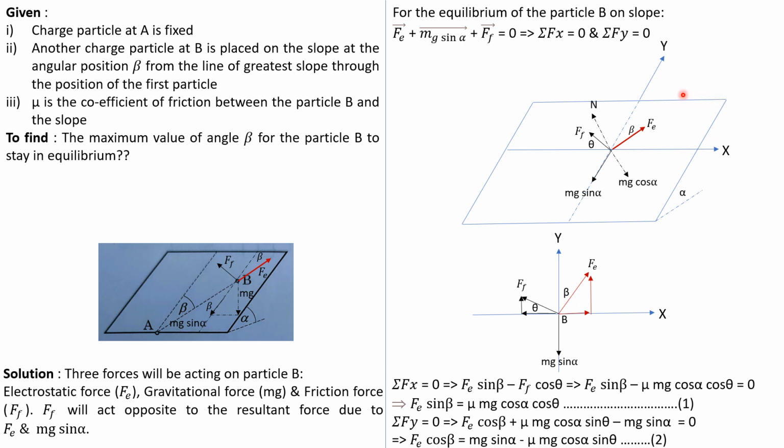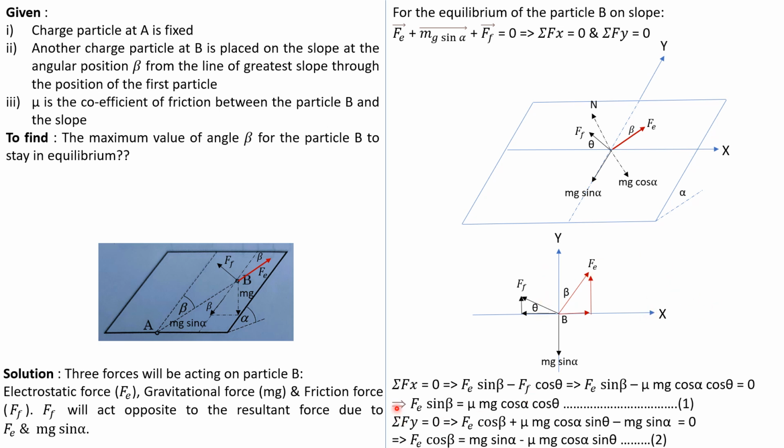Now we have just flipped this x and y plane like this to visualize in a better way. So mg sine alpha, as we have seen, is acting towards the negative of the y-axis. So this direction we have shown here. Fe is making an angle beta with the y-axis. So this we have shown here. Friction force is making angle theta from the x-axis. So that has been shown here.